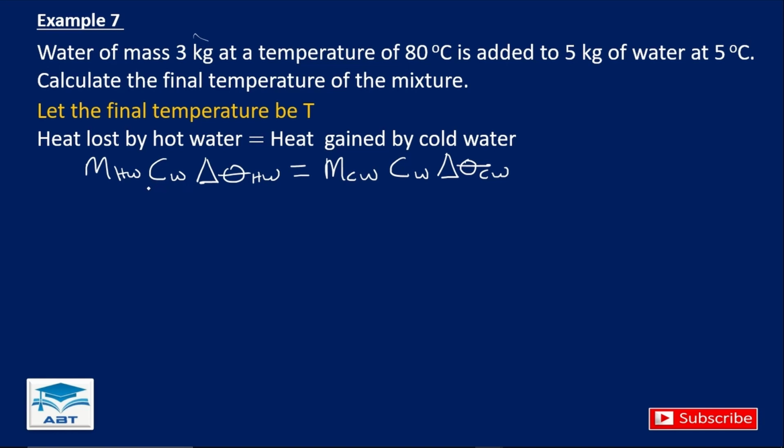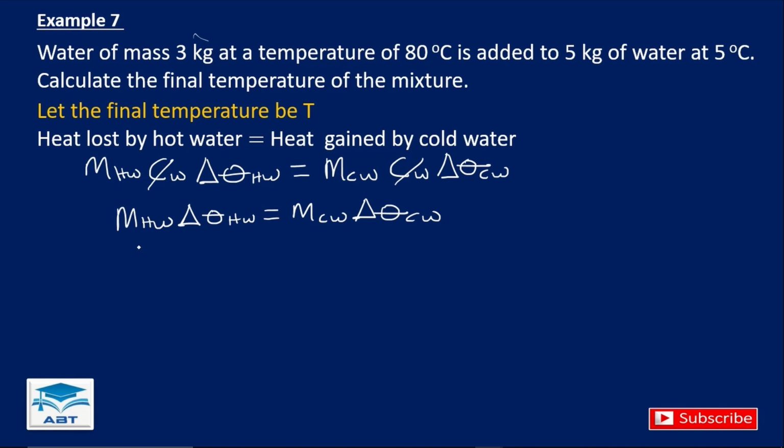Specific heat capacity of water is a constant, so we can cancel it out. So we have mass of hot water times temperature change of hot water is equal to mass of cold water times temperature change of cold water. Now, what is the mass of hot water? The temperature will tell which water is cold and which water is hot. 80 degrees Celsius is hotter than 5 degrees Celsius. So the mass of the hot water is 3 kilograms.